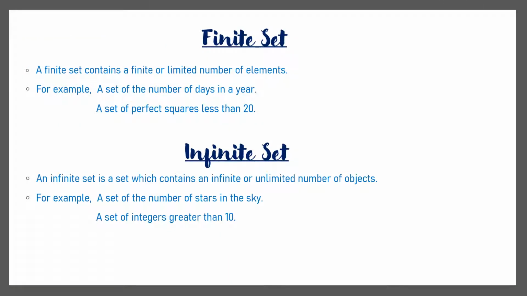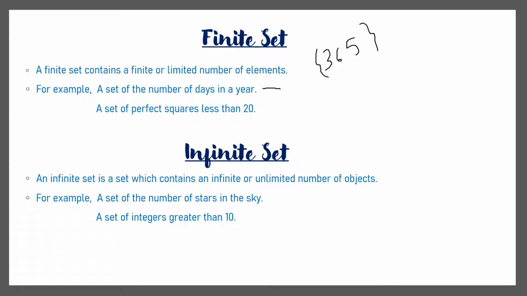Okay, so the first one is finite set. A finite set contains a finite or limited number of elements. It means that the elements are countable. We can count them. For example, a set of the number of days in a year. So we know that there are 365 days in a year.